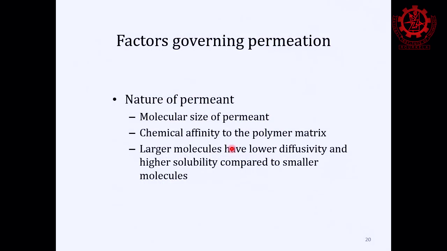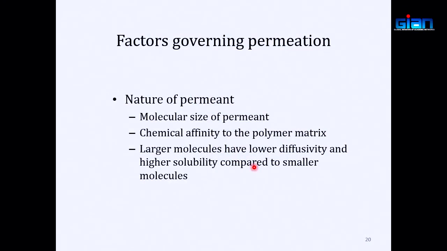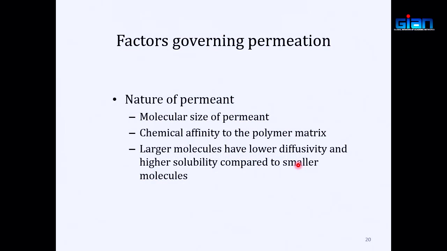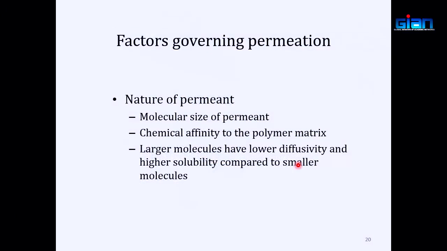And if that polymer has a chemical affinity, a lot of affinity to that gas or permeant, then it is not going to allow it to diffuse very quickly. And of course, the longer molecule will have lower diffusivity again, because it has to find a path, a gap between those polymeric chains, in order to travel through. And higher solubility also makes a difference in overall permeability. If it's more soluble, it's going to be retained there rather than moving through the polymeric structure.